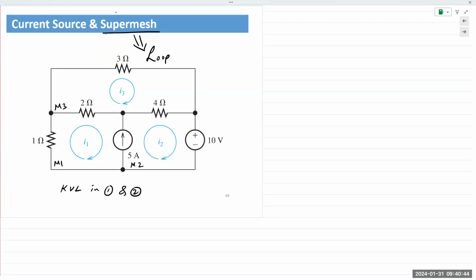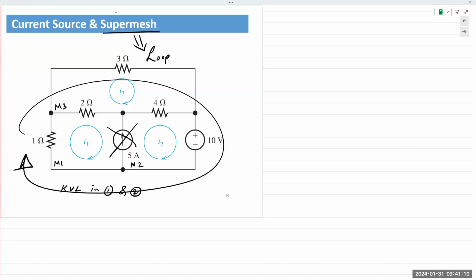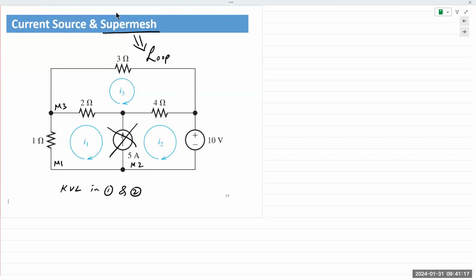Right? KVL in mesh 1 and 2, I cannot express the voltage across the current source in terms of Ohm's law. So I would have an unknown here, and I would have another unknown here. So what do we do? Well, we simply eliminate that, and we apply KVL around the outer loop.